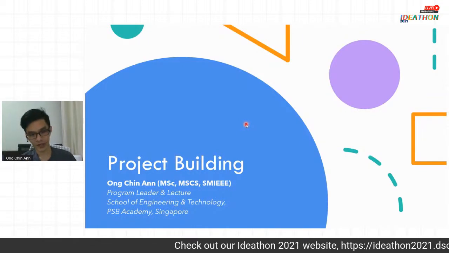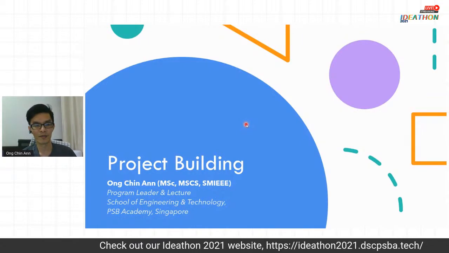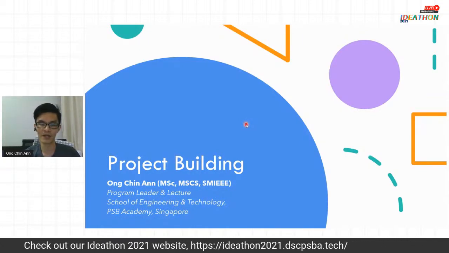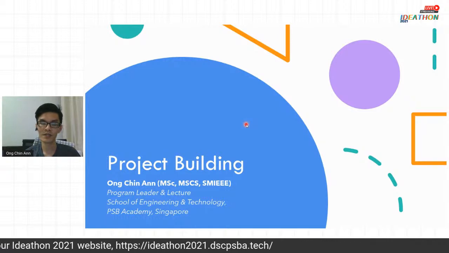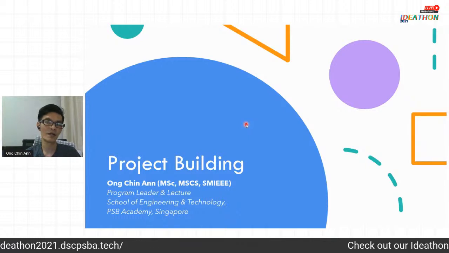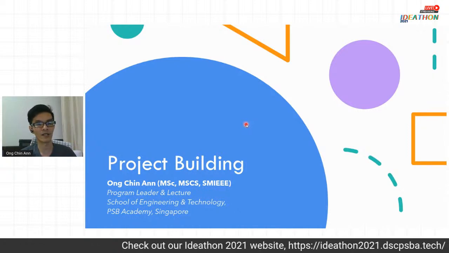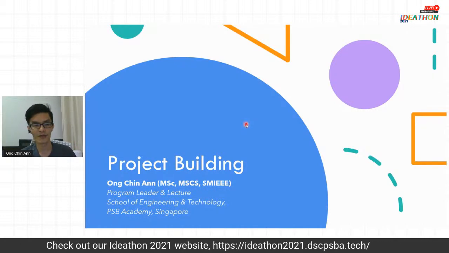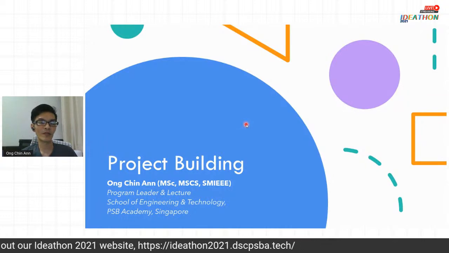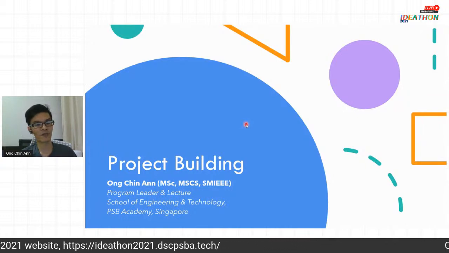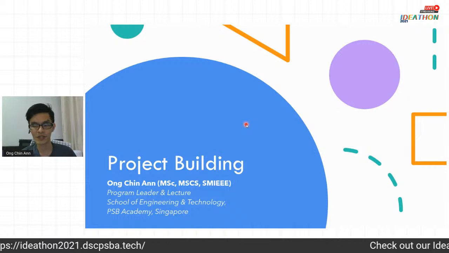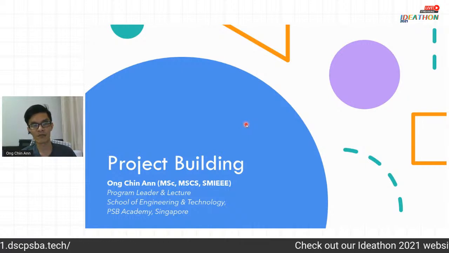Basically, I'm Ching An. Currently I'm the program leader and also a lecturer in the School of Engineering and Technology, PSB Academy. I'm looking after the diploma programs in IT and network defense, forensic automation, and I teach some IT subjects as well. Like I mentioned earlier, this evening I'm going to share with all of you some tips on project building.